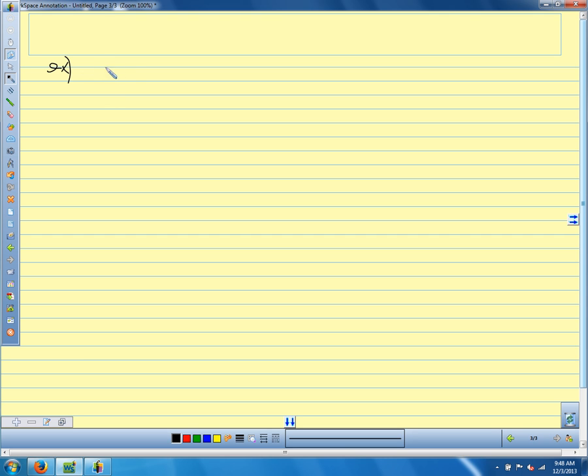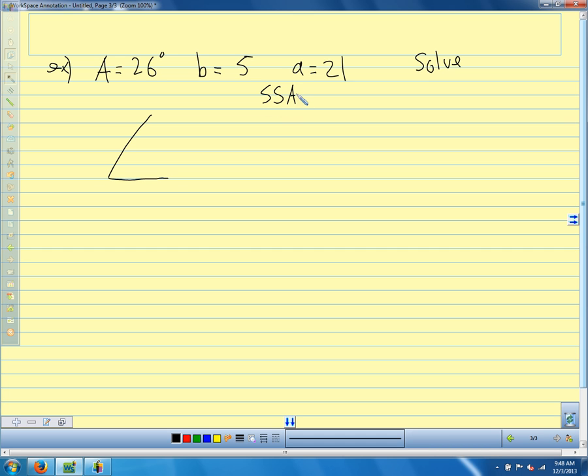So let's say we have A equals 26 degrees, b equals 5, and side a equals 21. And we want to solve. So I'm going to draw this. Because we have a side-side-angle triangle, we have two sides and an angle. This is SSA. We need to check: do we have the ambiguous case? So I'm going to draw this out. And when there's a possibility of an ambiguous case, I always draw them out without connecting, because we're not sure yet.